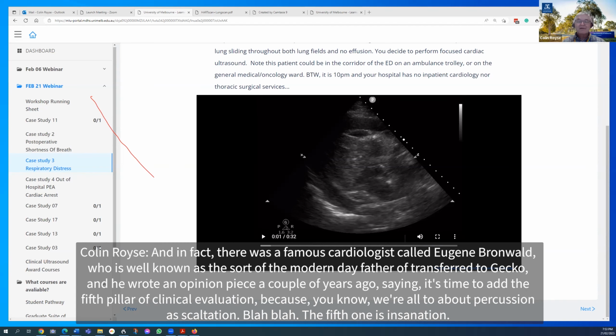And in fact, there was a famous cardiologist called Eugene Braunwald, who is well known as the modern day father of transthoracic echo.